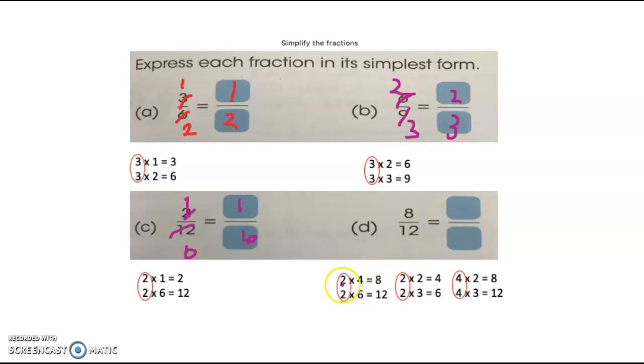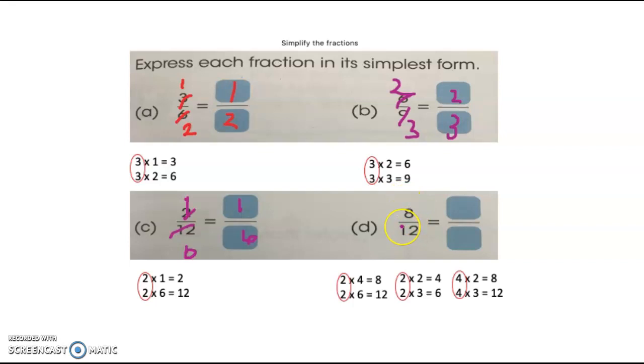Okay, look at this one. You will see why I have done more rough work for this one. Look, is 12 a multiple of 8? 8 times 2 is how much? 16, right? Not 24. So 12 is not a multiple of 8.